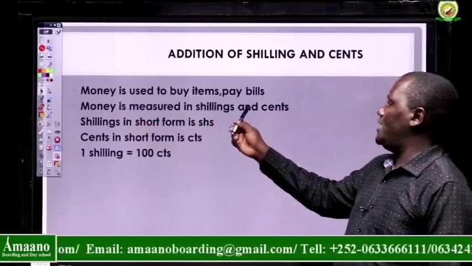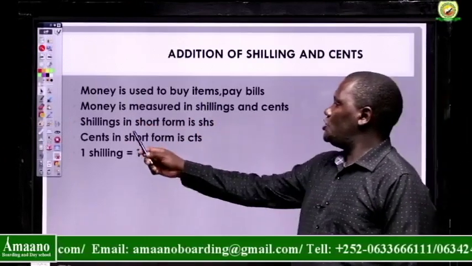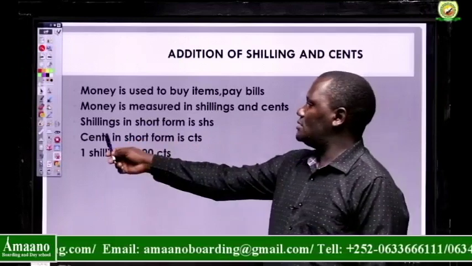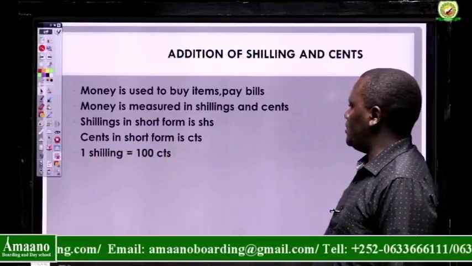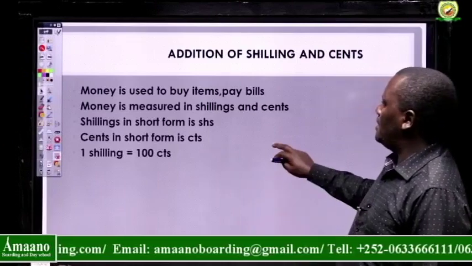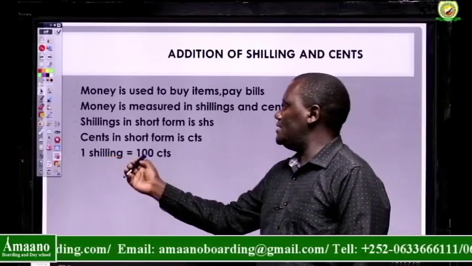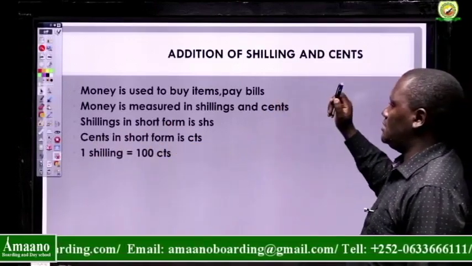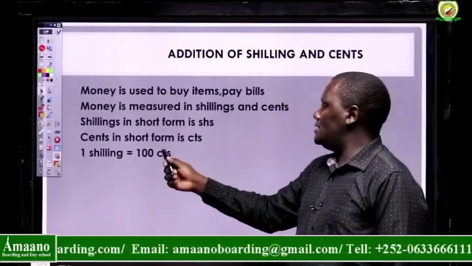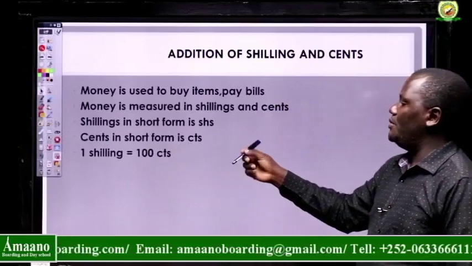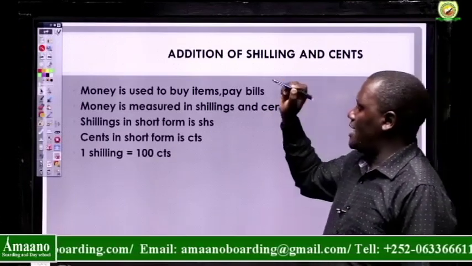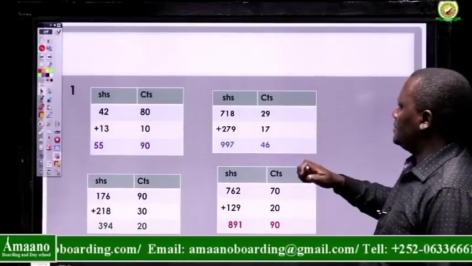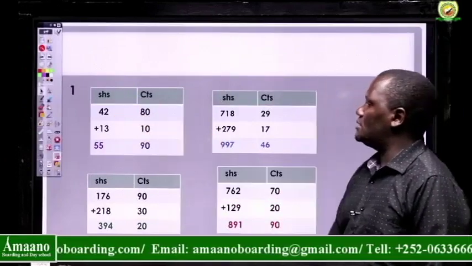Money is measured in shillings and cents. In short form, shillings is written as SHS, and the cents are written as CTS, the way it is displayed there. Once we know how many cents make 1 shilling, then we shall be able to solve addition of shillings and cents. That is, when we add the cents and there are more than 100, then we carry to the shilling side. That means we have in this next slide, that is number 1, the shillings and the cents.